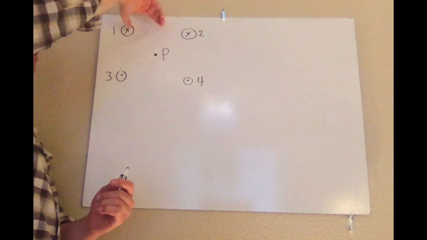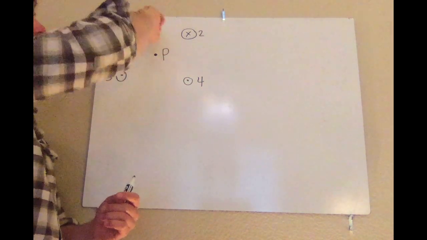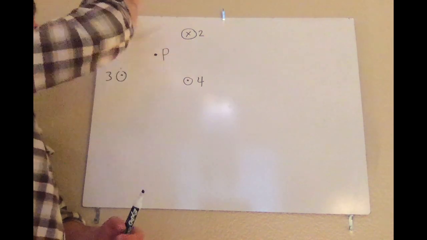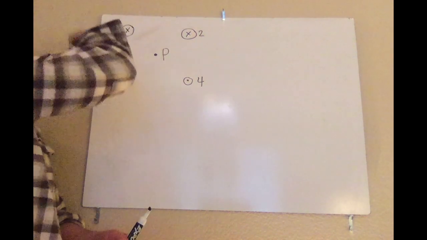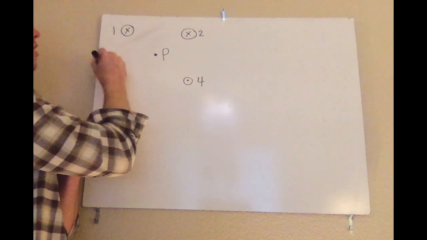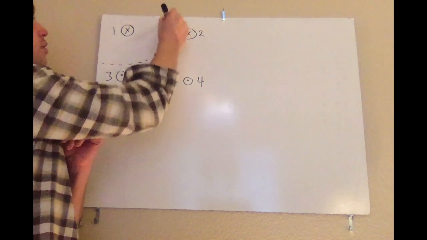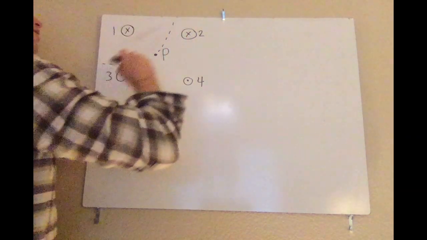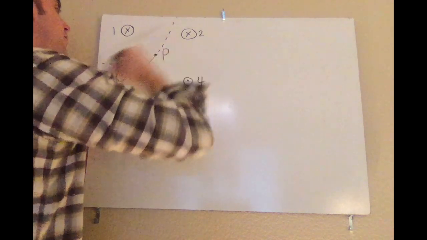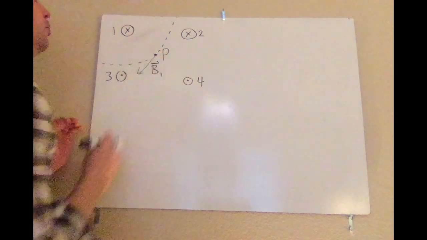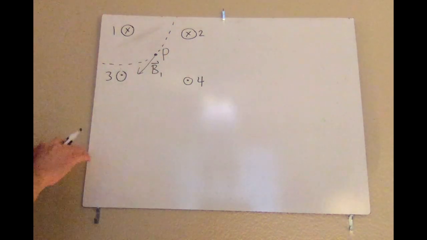Then the fingers of your right hand curl in the direction of the magnetic field. So the magnetic field here, due to wire number 1, is forming circular loops around the wire. Let me just draw that real quick. We've got circular loops around wire number 1, but the direction at this point is down and to the left. So there's B1.